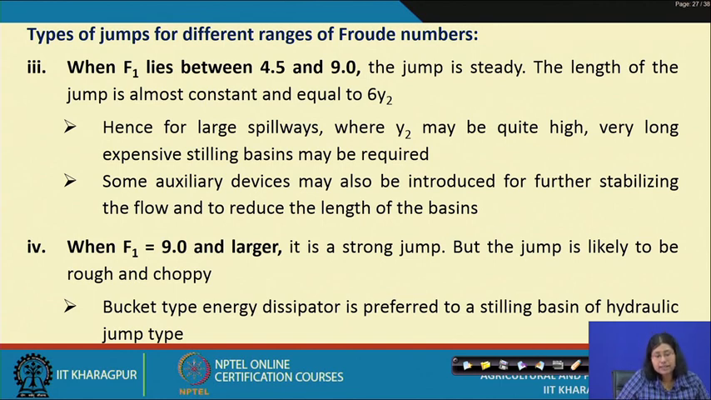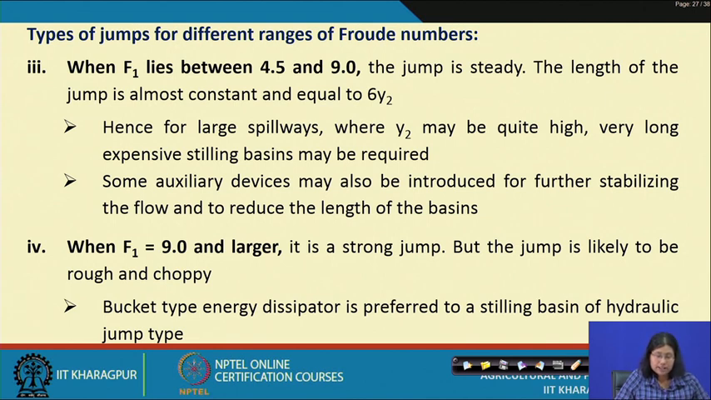When F1 lies between 4.5 and 9, the jump is steady. The length of the jump is almost constant and equal to 6 y2. Hence, for large spillways where y2 may be quite high, very long, expensive stilling basins may be required. Some auxiliary devices may also be introduced for further stabilizing the flow and to reduce the length of the basin.